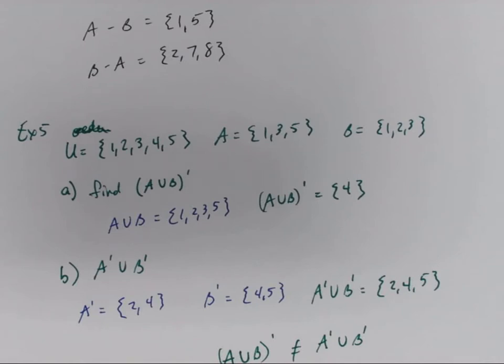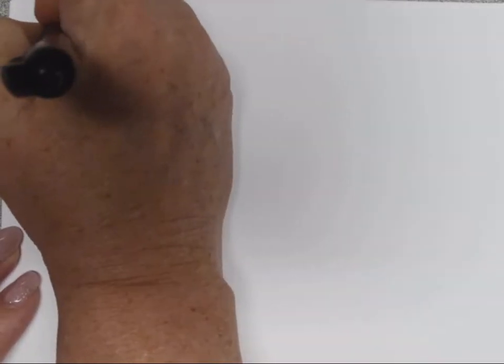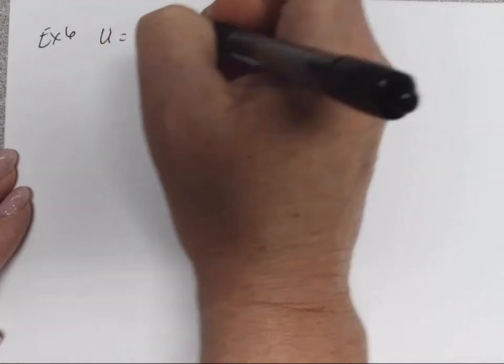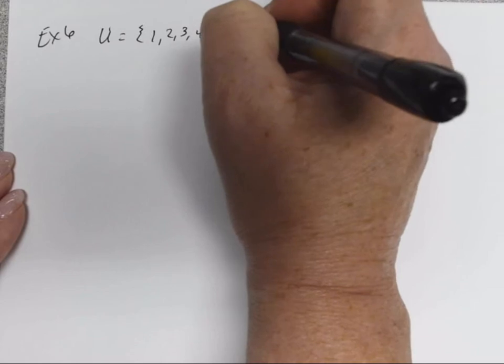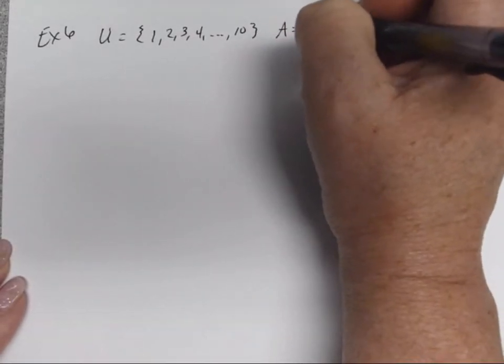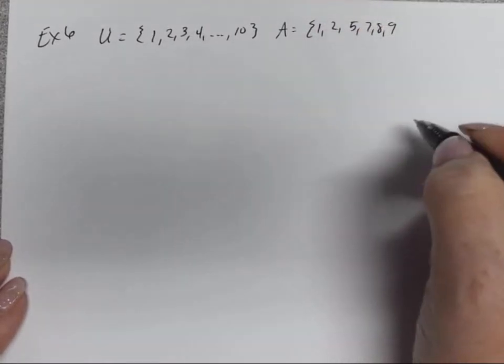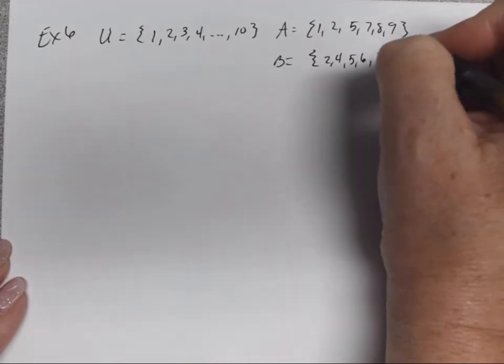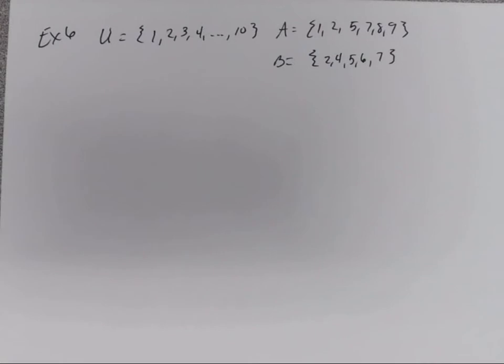All right, so let's go look at example 6. For example 6, we're looking at De Morgan's law, which is, we're still looking at complements and stuff like that. All right, so if we have the universal set U equal to 1 through 10, all the way up to 10. And A is equal to 1, 2, 5, 7, 8, and 9. And B is equal to 2, 4, 5, 6, and 7. We are going to find the following.